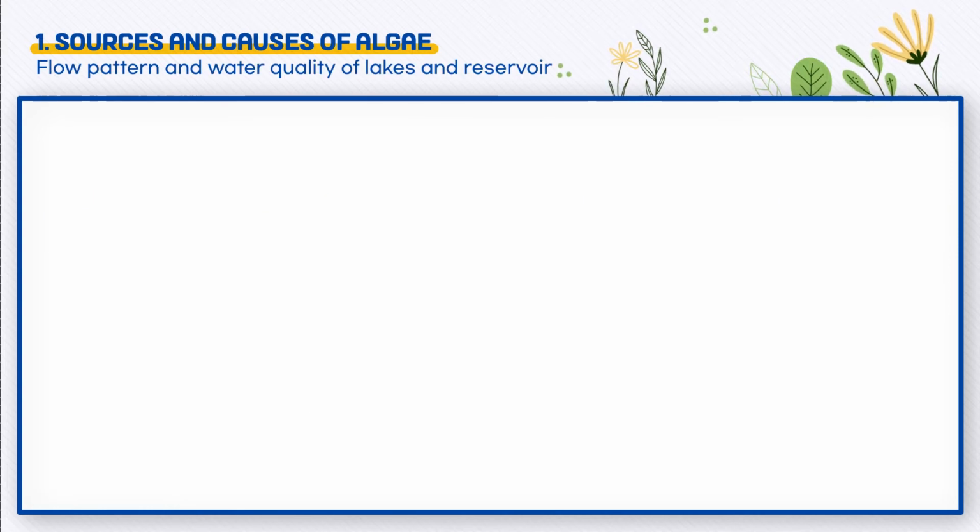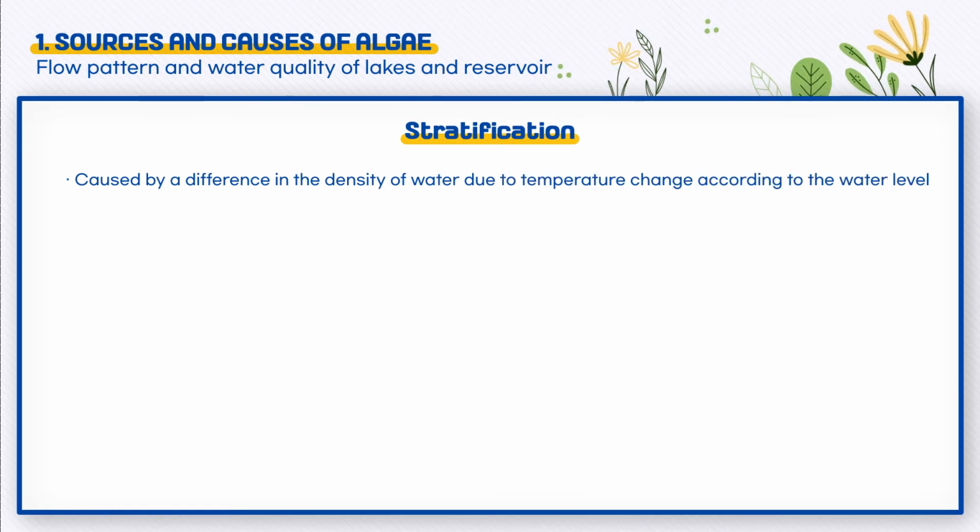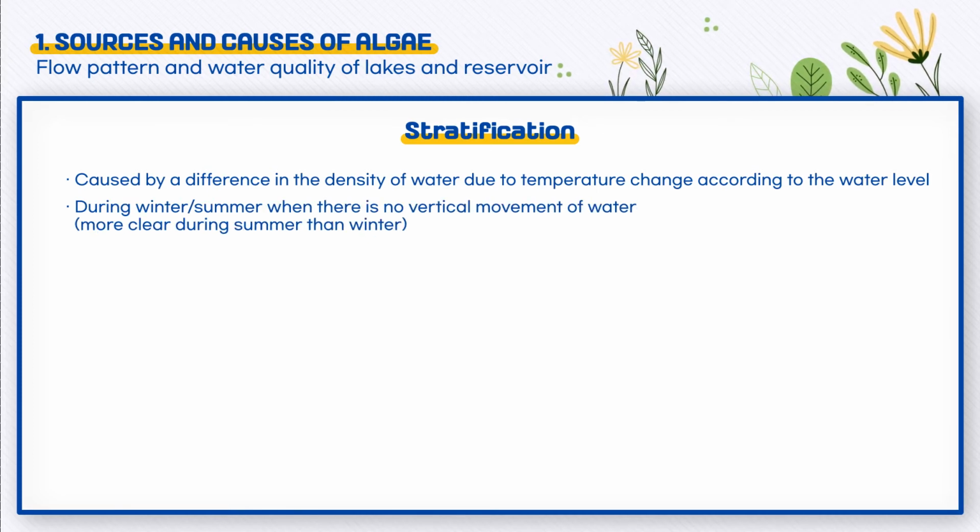The flow pattern and water quality of lakes and reservoir can be explained by being largely divided into three sections. First, the stratification phenomenon and change in water quality. The stratification phenomenon is caused by a change in the density of water due to a temperature change according to the water level. It occurs in the winter and summer when there is no vertical movement of water, and more clearly during summer than winter.